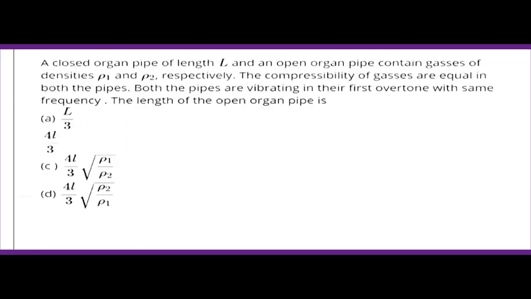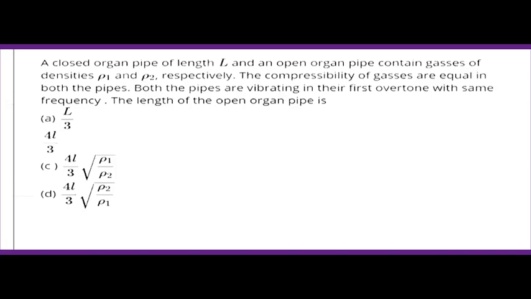Hello everyone. So the question is, a closed organ pipe of length L and an open organ pipe contain gases of densities ρ1 and ρ2 respectively. The compressibility of gases are equal in both the pipes. Both the pipes are vibrating in their first tone with the same frequency. The length of the open organ pipe is?